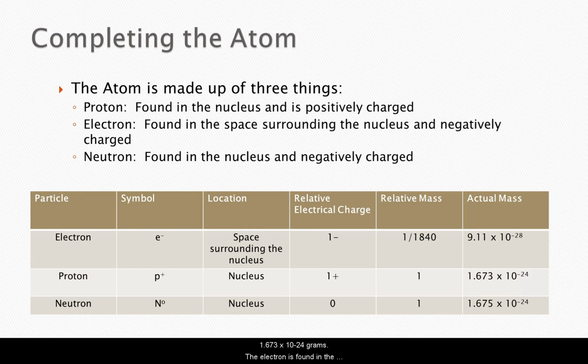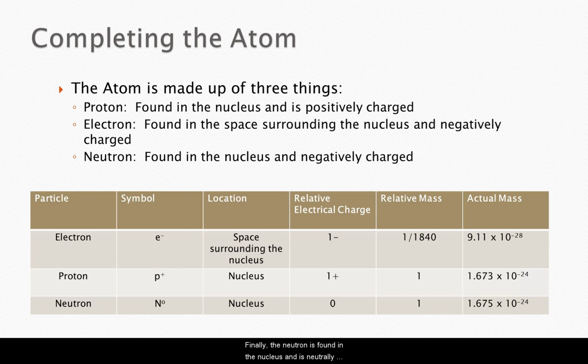The electron is in the space surrounding the nucleus and is negatively charged. The electron is abbreviated E negative, with a relative electrical charge of 1 negative, a relative mass of 1 over 1,840, and an actual mass of 9.11 times 10 to the -28th grams.